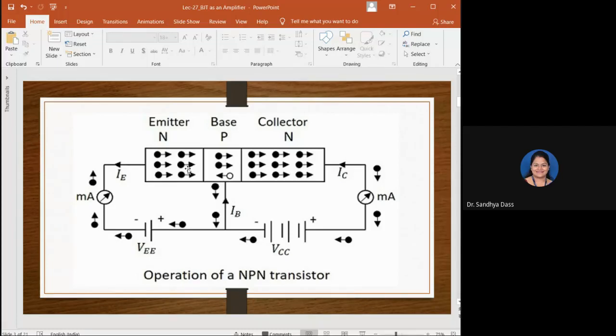Okay, now the accelerated electrons move towards the collector terminal, and they move outside the circuit here. So at the collector, again, you will have the collector current. All right. So there will be emitter current, base current, and collector current as indicated.